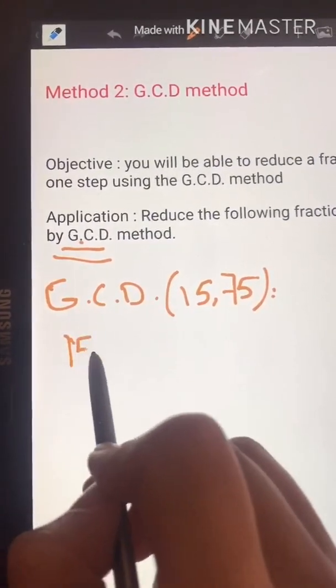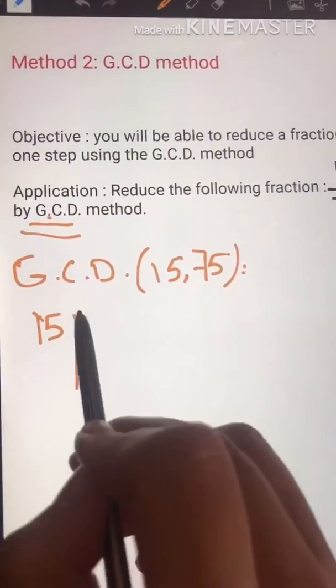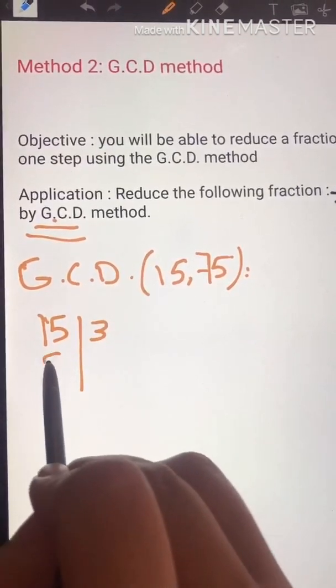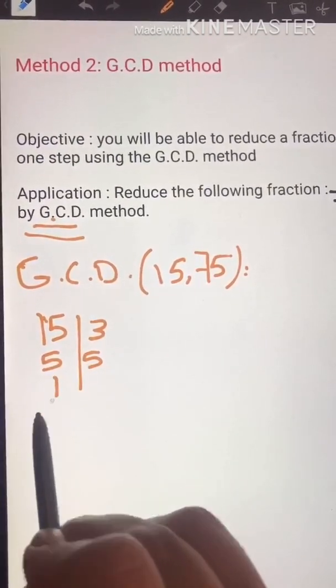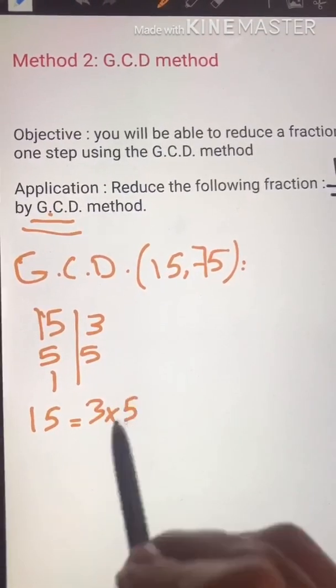First, I have to decompose the number using prime factors only. 15 is divisible by 3 and by 5. Let's divide by 3 to get 5. Divide by 5 to get 1. So 15 is equal to 3 times 5.